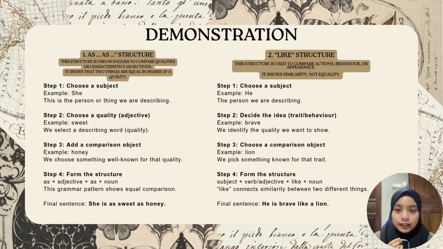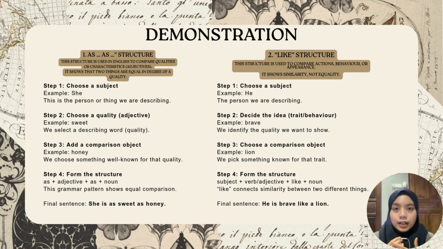And for the second pattern, the like structure, step 1, we should choose a subject as well. So here we have he, who resembles a boy. Step 2, we decide the idea or a trait. And the trait can be an adjective or a verb. So here we have brave.